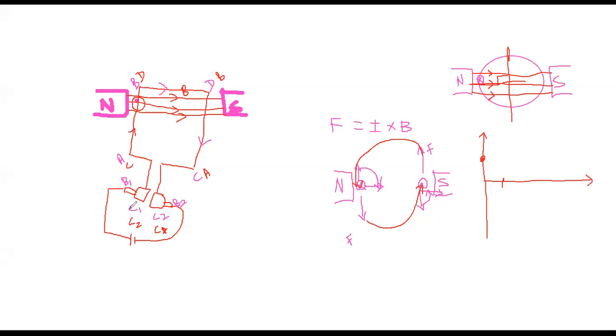So initially, at the initial position, commutator segment C1 will be with brush B1, and commutator segment C2 will be with brush B2, right? Now, when the rotation happens, the C1 commutator segment will be connected to B2, and the C2 commutator segment will be connected to B1. So why is it so? What is the advantage of this?